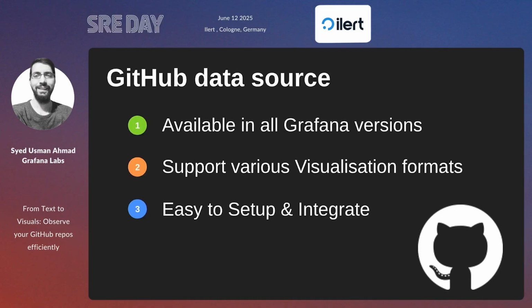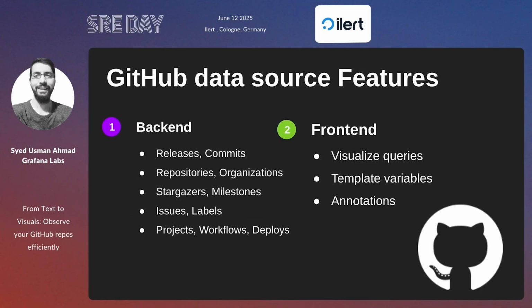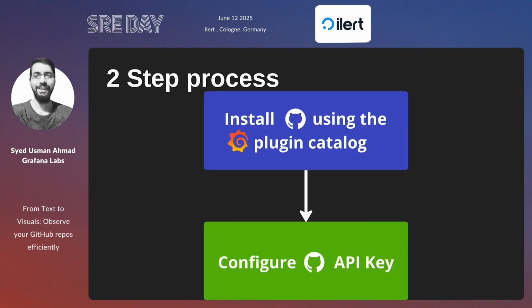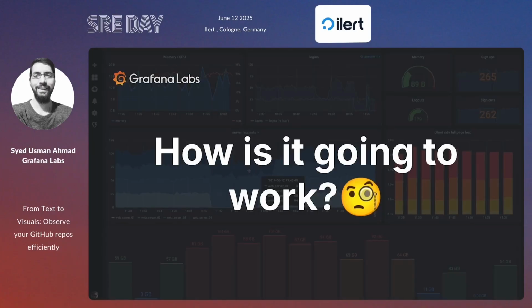Simply install the plugin in your Grafana from the Grafana UI, and all you need is an API key, which we'll take a look at. And it has quite a lot of features actually. On the back-end side, the plugin can analyze and visualize issues, PRs, workflows. And on the front end, it can do the visualization of queries. It supports variables and annotations. So how do we configure it? Yeah, this is a 2-step process. Install it directly in Grafana and configure the API key.